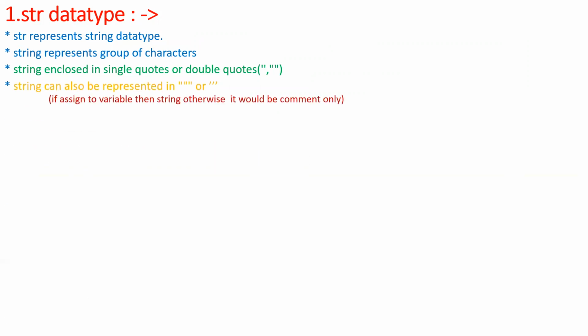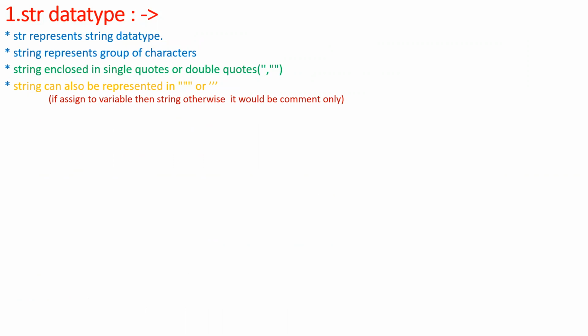Now, a string can also be represented in this way if assigned to a variable; otherwise it will be treated differently. One more point I have: if you are not assigning such a string to a variable, then that is treated as a comment. It means in Python, you can represent a comment with triple single quotes or triple double quotes.